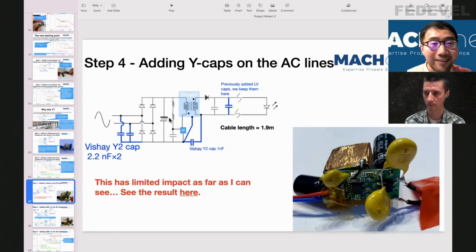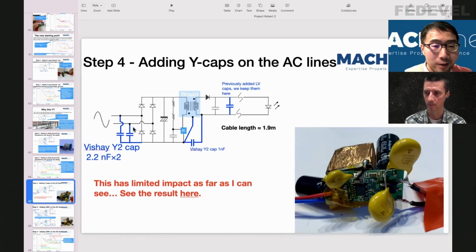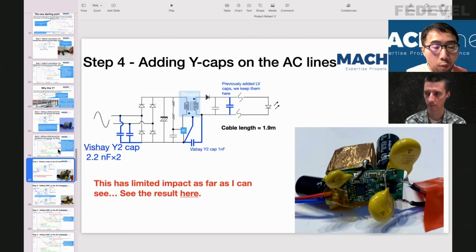And step 4, again, we talked about this before. When we have Y capacitors connected in this fashion, they should guide the common mode current back to the noise source. In this case, we put 2 Y capacitors, between the live and the ground, and between the neutral and the ground. What we see is it didn't bring any improvement, but it doesn't make emissions worse.